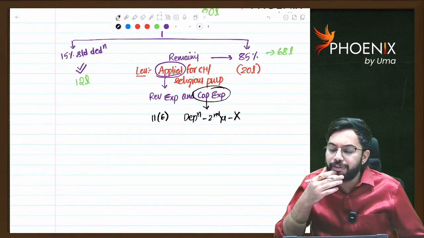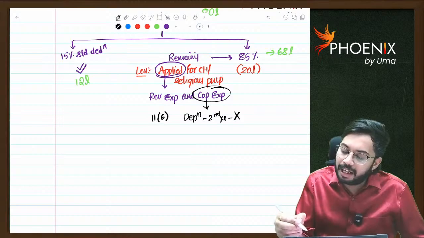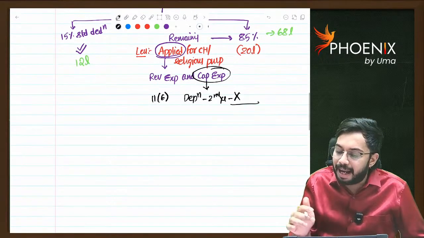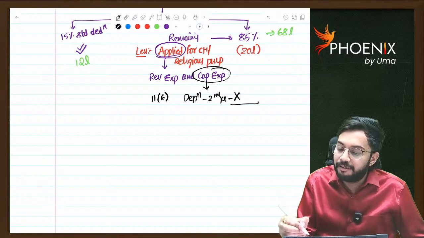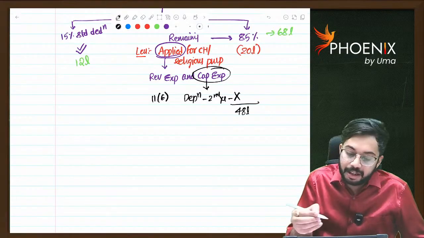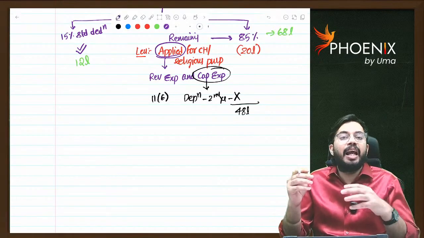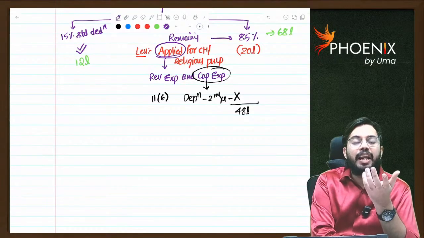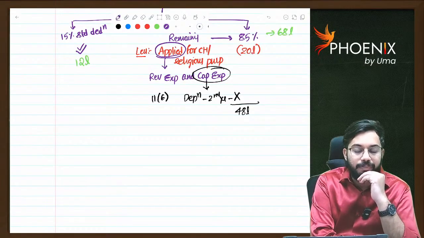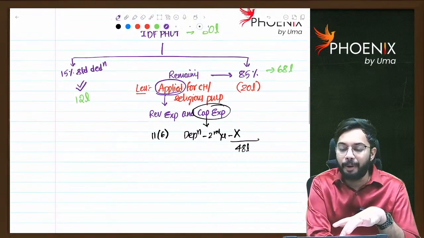So out of 68 lakh rupees, I claimed 20 lakhs. How much is the balance? Balance is 48 lakhs. Sir, is there any way that I can reduce this 48 lakhs also? Before that, let me tell one point.